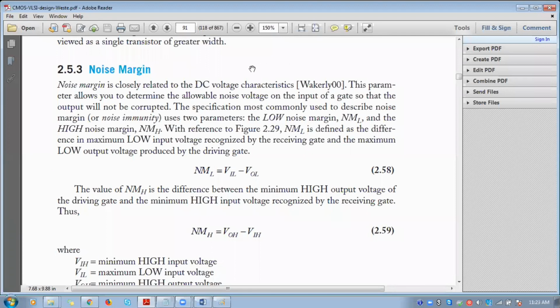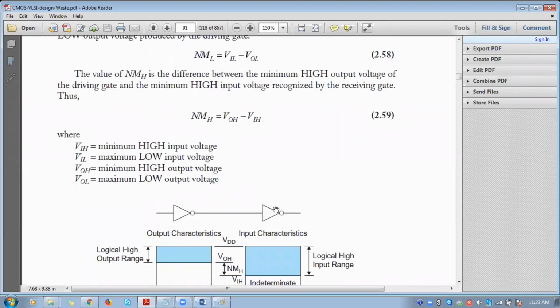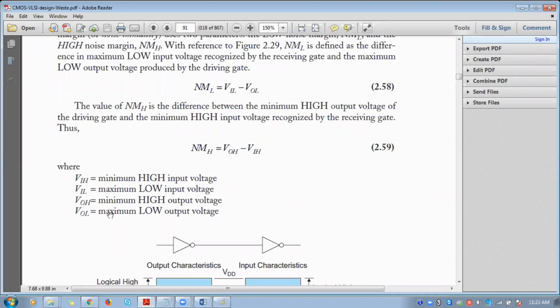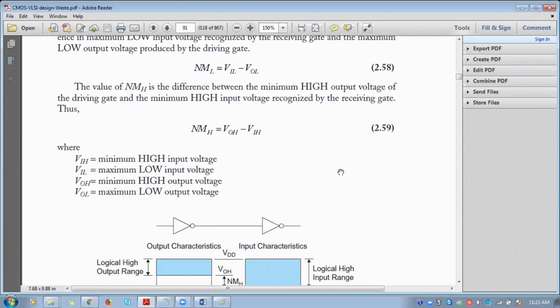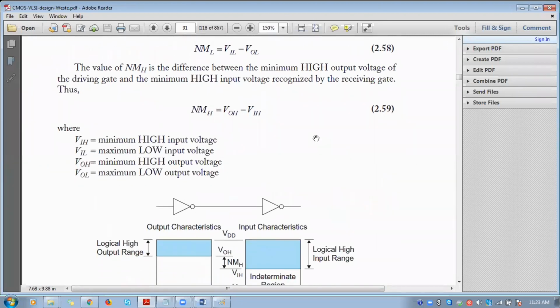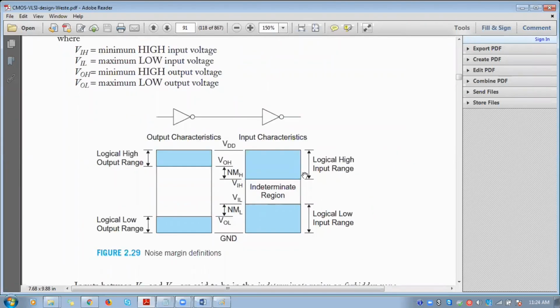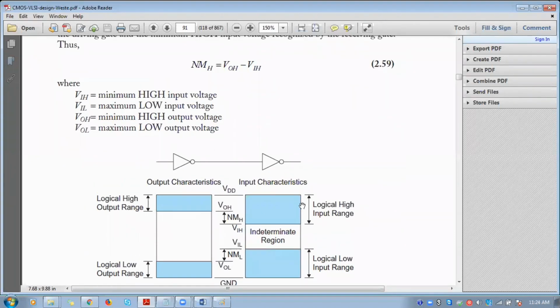Noise margin has two parameters, high noise margin as well as low noise margin. That calculation is shown here. For that, they connect two inverters in cascade, and we observe the output characteristics of the first inverter and the input characteristics of the second. This is the noise margin they have referred to.